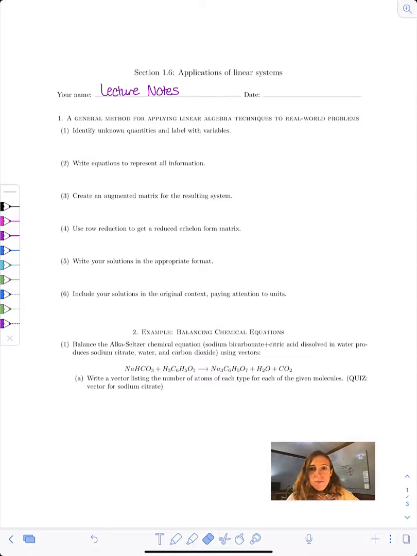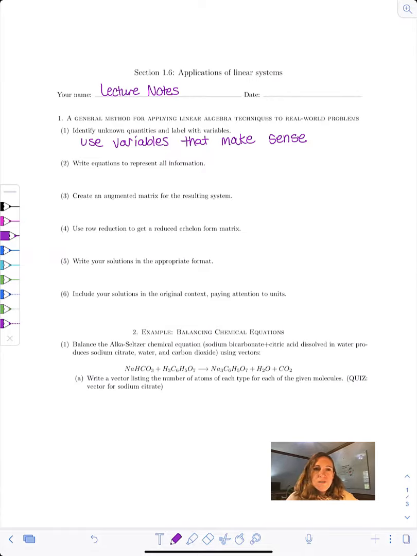So in general, if you want to apply some of the techniques we've learned so far to solving real-world problems, the first step is you need to identify any unknown quantities in your situation and label them with variables. And you should always try to use variables that make sense in your situation. If you have something that has a name, you can use a letter to represent that. If something comes in some concrete order, maybe you can make it x1 through xn, that sort of thing.